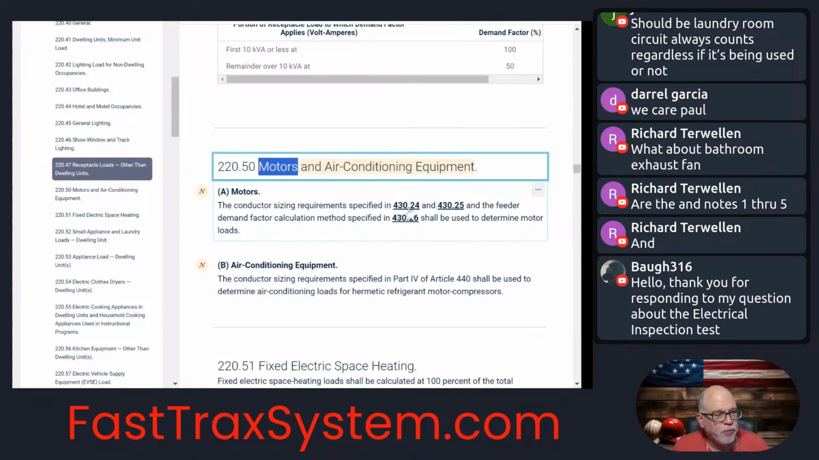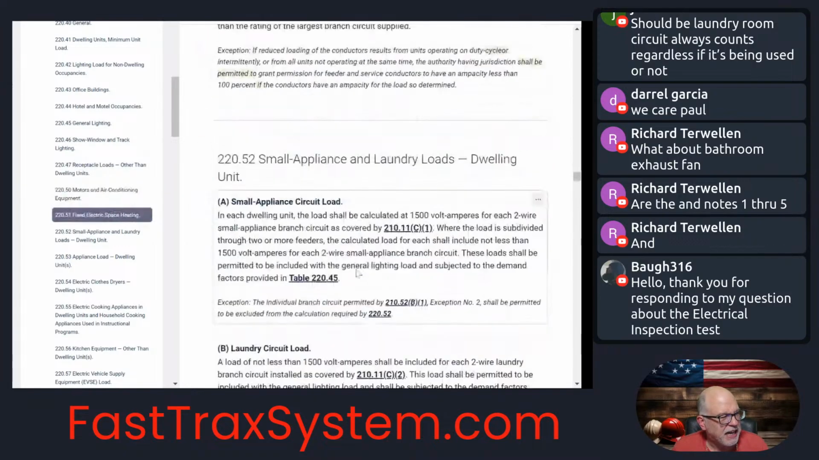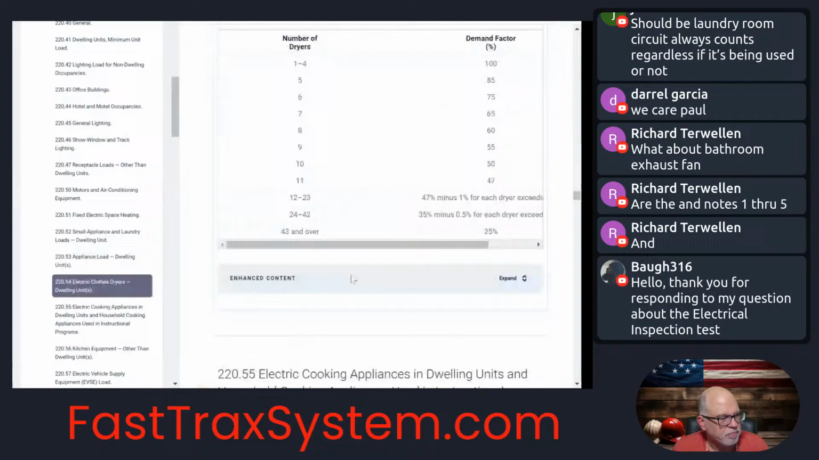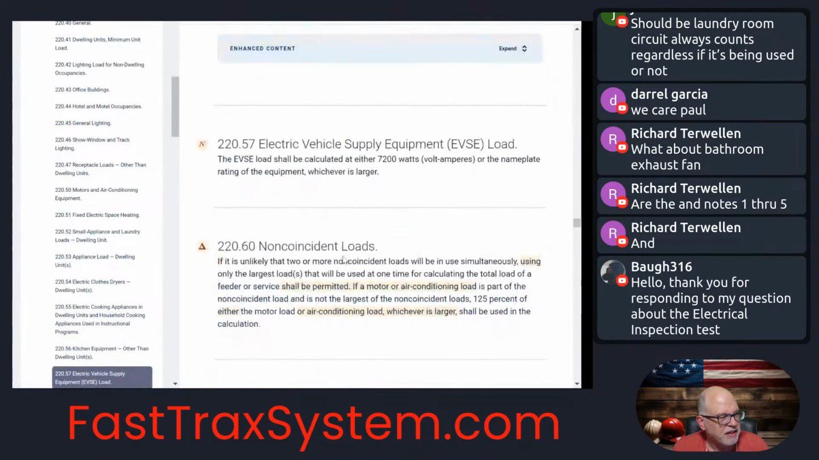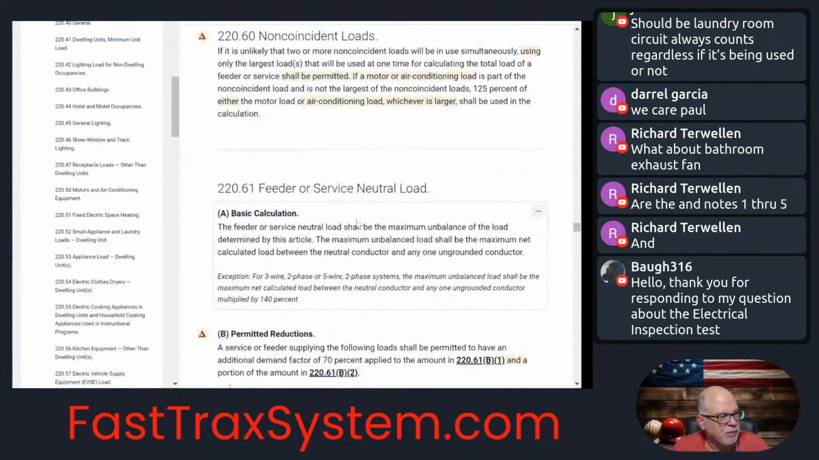So, and if we go to 430.24, if you're familiar with motors, like I told you, it says take the largest motor at 125%. We haven't done that, okay? We haven't done that anywhere. So as we scroll down here and get down to what we're doing in all of our calcs, we have to account for 220.50. We don't have that 25% yet, right? So we got to find it.